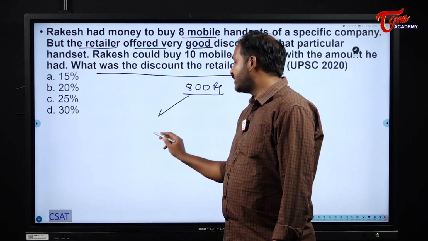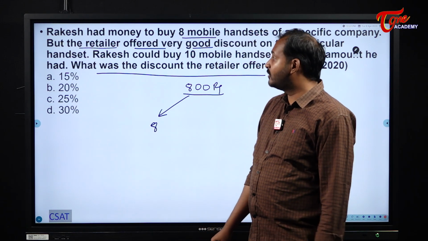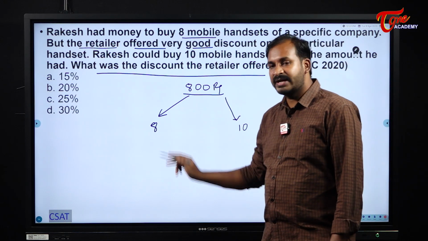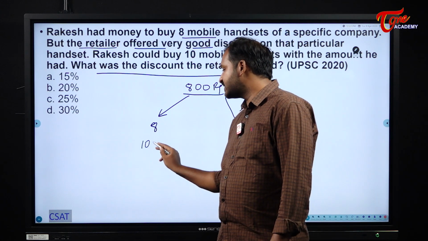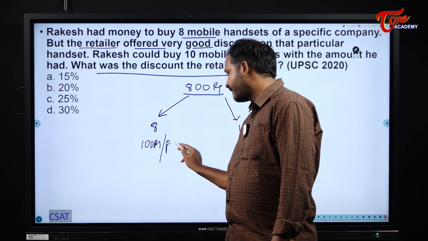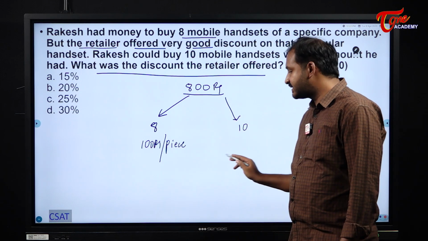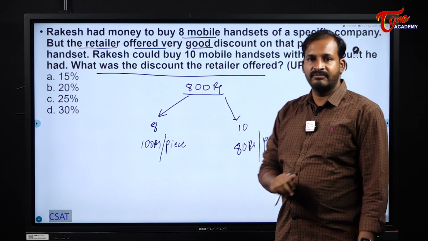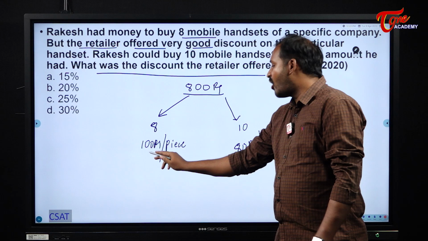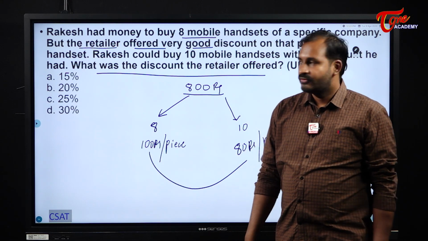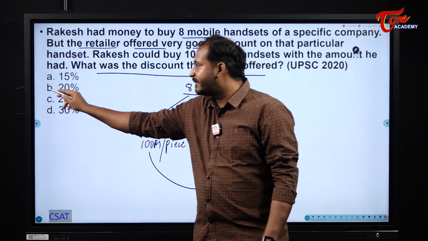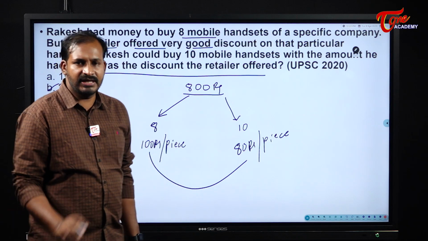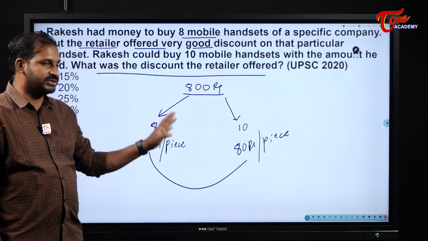Now actually he needs to buy how many handsets? 8. But due to the offer he purchased how many? 10. So what is the price in the first case? 100 rupees per piece. In the second case, 80 rupees per piece, right? Now tell me how much discount was given from here to here? 20 rupees, right? 20 rupees is nothing but 20%. So the discount given by the shopkeeper is 20%. Very simple, students. With assumptions you can solve these types of questions.